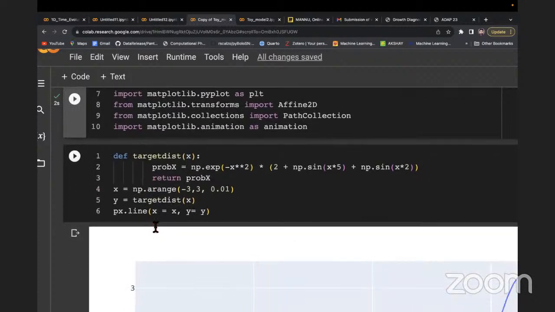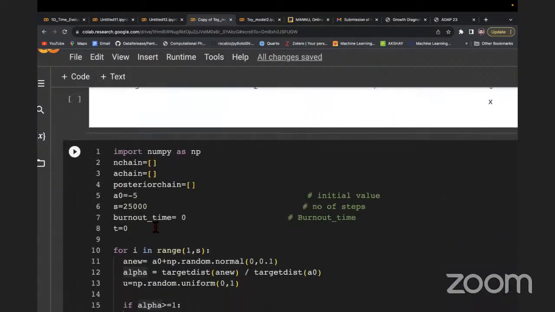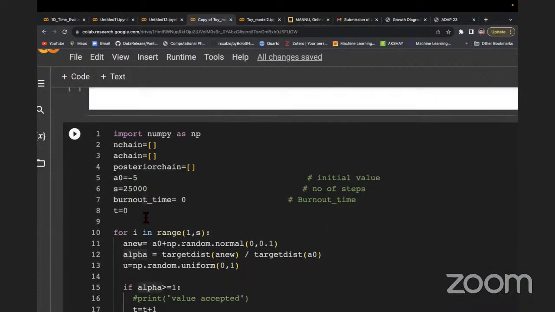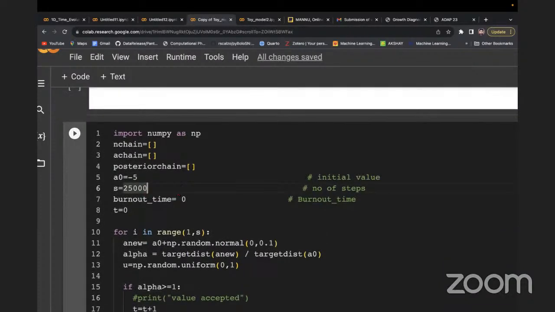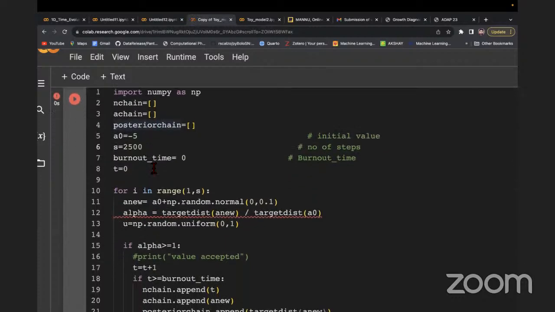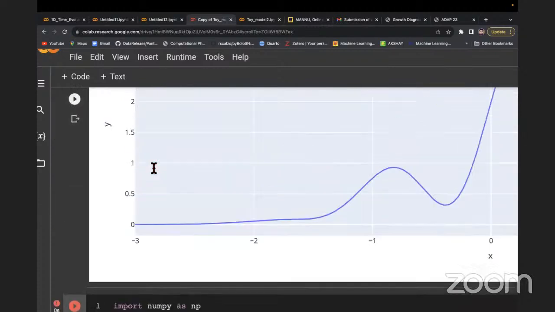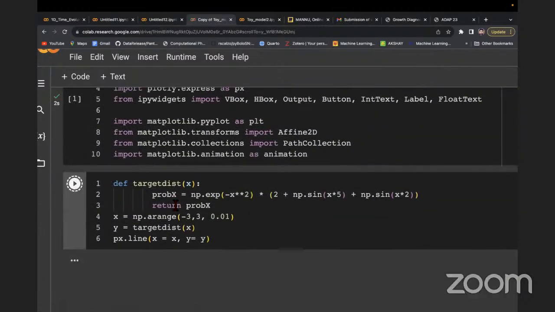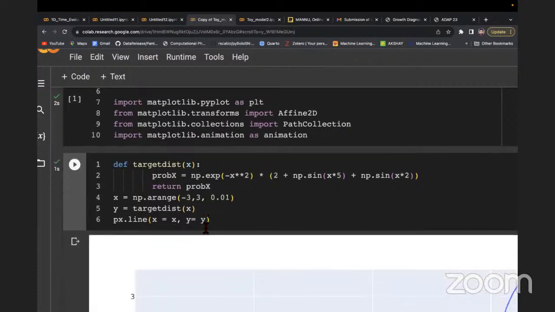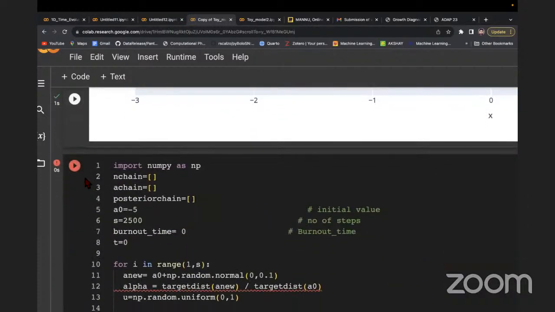I have run this one. If I am running it, this is the distribution. Now I am running this program, and instead of running it for 25,000, I am running it only for 2500, so that it will run fast. Okay, what is it saying? Target is not defined. Okay, let me just run it. Yeah, target defined.